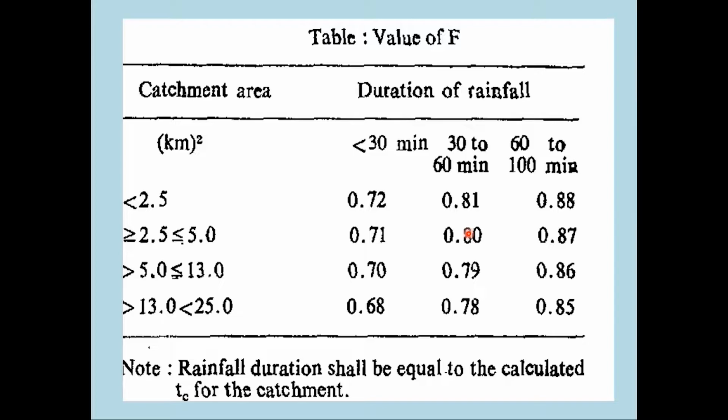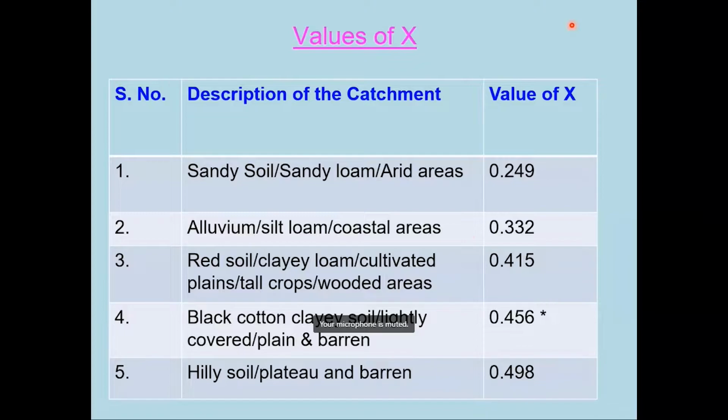Now the only value left over is X. So X value has been provided here. Here this is black cotton soil, this value 0.456. Please also note it down on that piece of paper, because in an example where I will explain how to calculate this, I will be using this figure, because that example covers an area where black cotton clay soil has been mentioned.